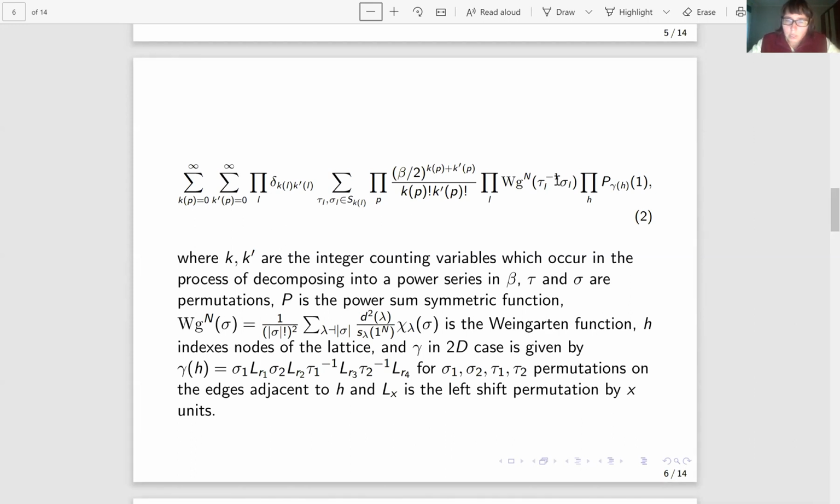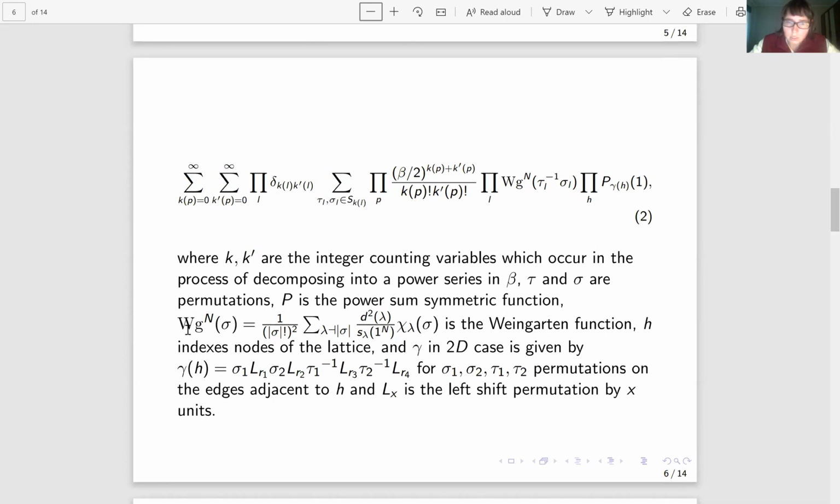And oh yes, also what are the indices in this horrible formula? P are the plaquettes, the squares of the lattice, L are the edges, the one-dimensional cells of the lattice, and H are the vertices of the lattice. So: vertices of the lattice, edges of the lattice, and squares, plaquettes, of the lattice.